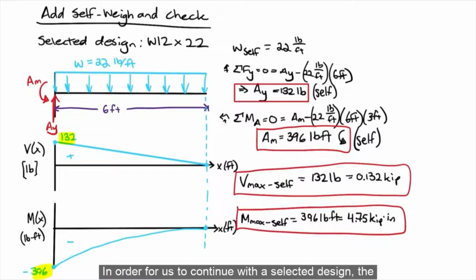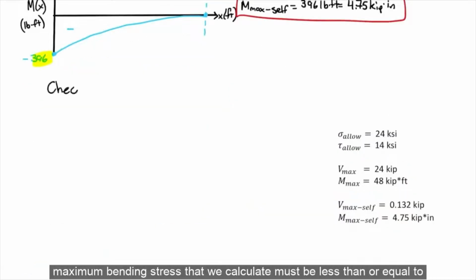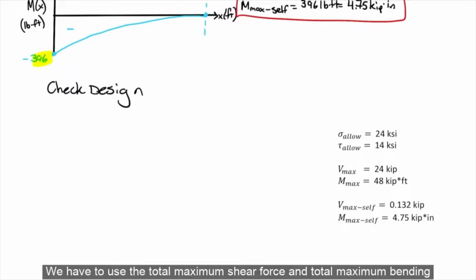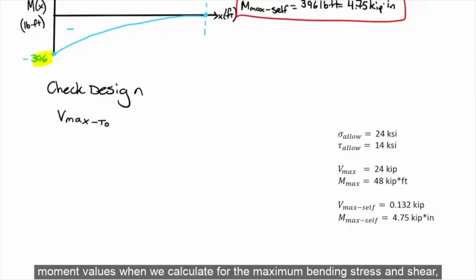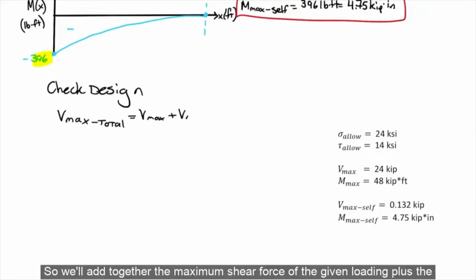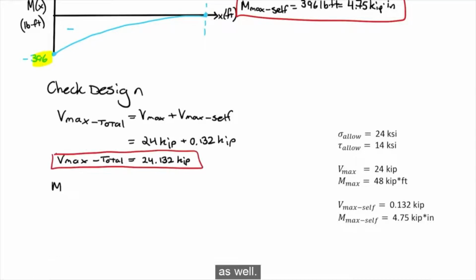In order for us to continue with the selected design, the maximum bending stress that we calculate must be less than or equal to the allowable bending stress. We have to use the total maximum shear force and total maximum bending moment values when we calculate the maximum bending stress and shear, to account for the given loading and the weight of the beam. So we'll add together the maximum shear force of the given loading plus the self-weight of the beam. We'll do the same for the total maximum moment as well.